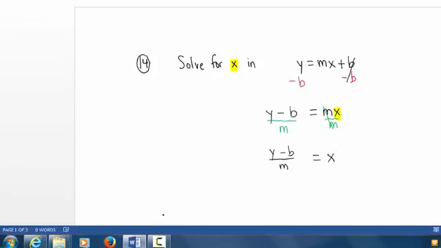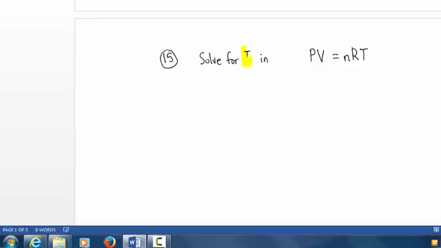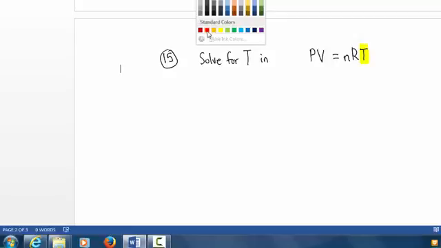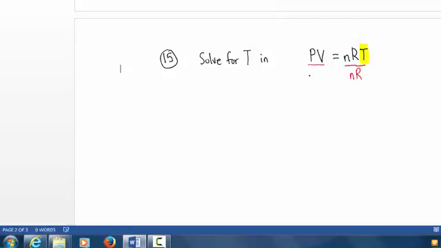Let's go on to problem 15. We must solve for t in the equation PV equals nRT. On the right-hand side of the equal sign, which is where t is, we see that t is multiplied by a factor made of two variables, nR. So we can divide by that factor of two variables, nR, on both sides of the equal sign.